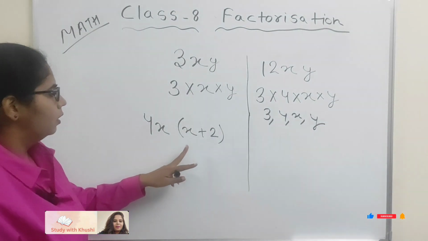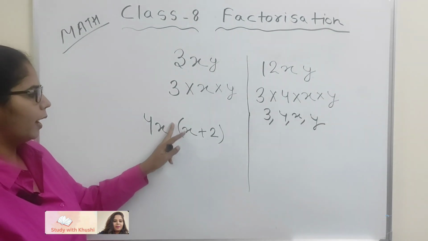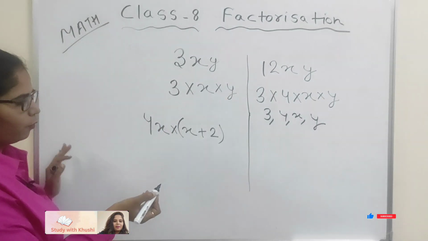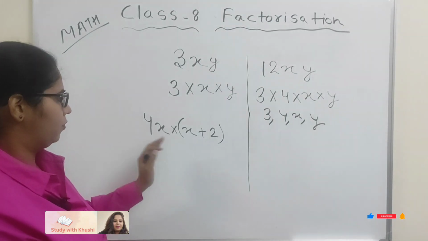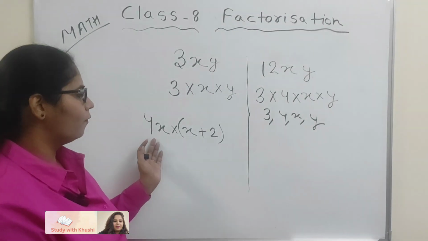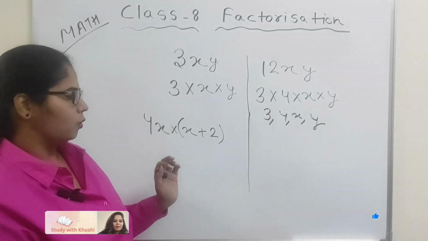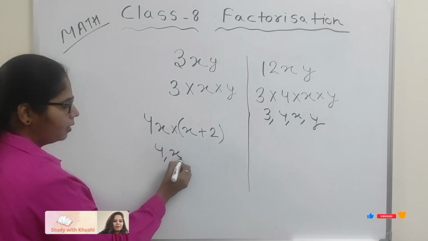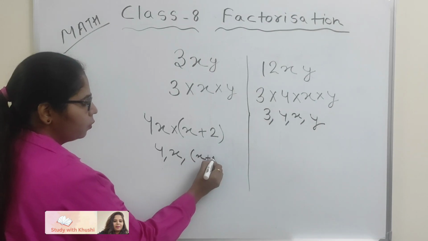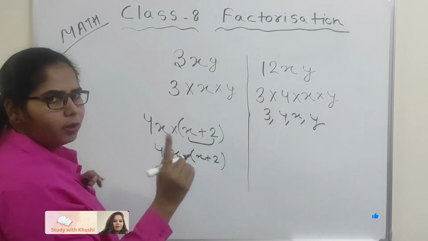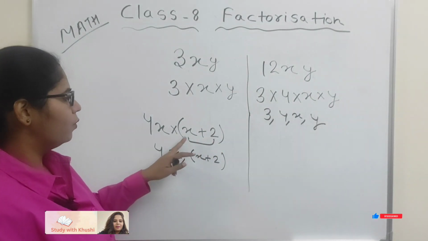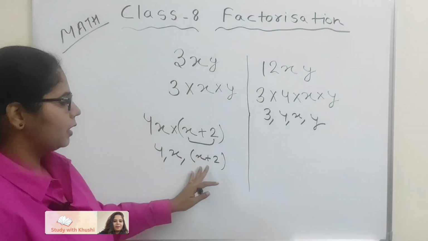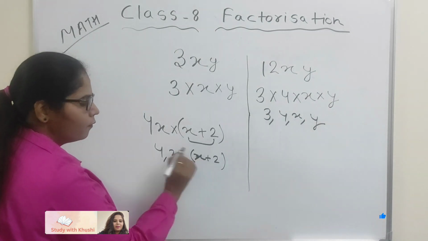Now you can see there is no plus or minus sign before the bracket, so it means it is a multiplication sign. So I have to find the factors of 4x in bracket x plus 2. The factors are 4, x, and x plus 2. This whole x plus 2 is one factor. Don't be confused that x is a different factor and 2 is a different factor. No, x plus 2 as a whole is called a factor.